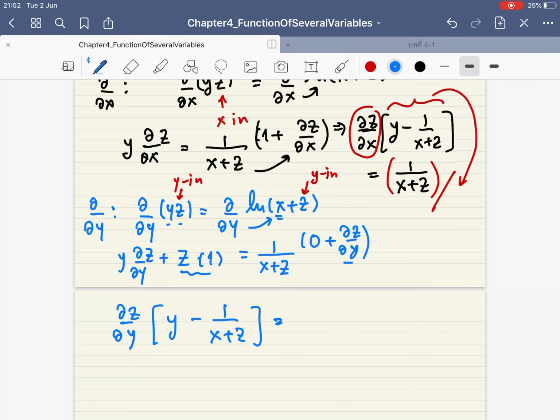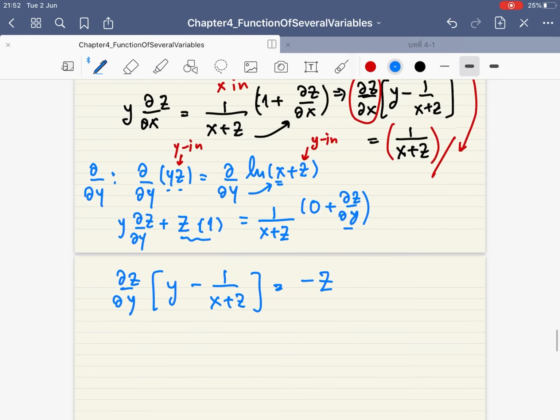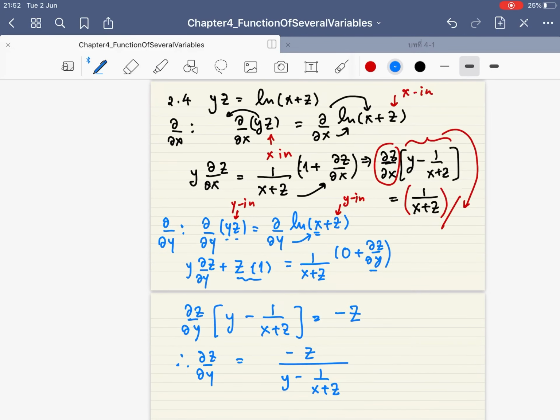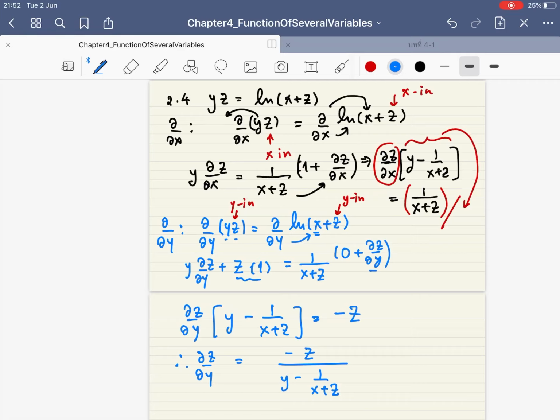But then this one you got the negative z alone, so you just move it there. It means that your dz by dy is simply negative z over y minus 1 over x plus z. And you don't really need to simplify all that fractions. Just leave it like that. That will be the best final answer that we're looking for.